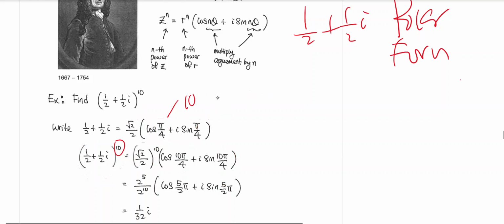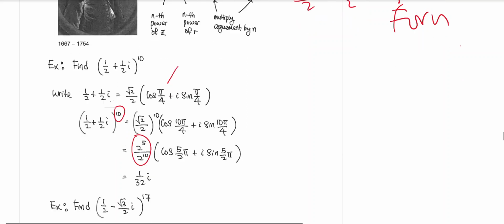Now, if you do these computations, the new modulus is going to be 1 over 32. And for the angle, cosine of 5 pi over 2 is actually 0, and sine of 5 pi over 2 is 1. So that is how you get 1 over 32 i. You can see how De Moivre's theorem is pretty powerful. It can help you do a computation like this pretty easily.